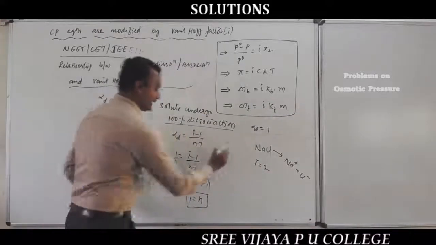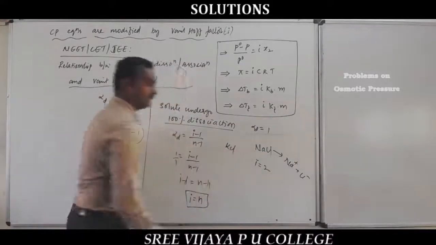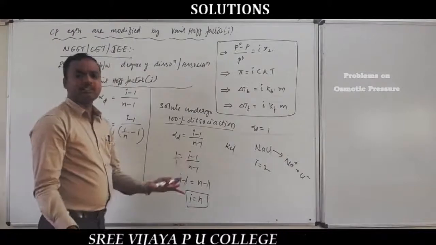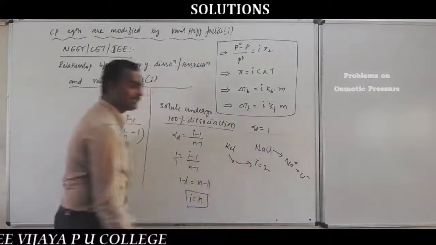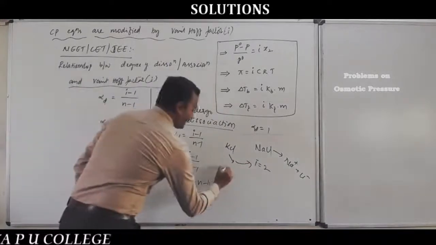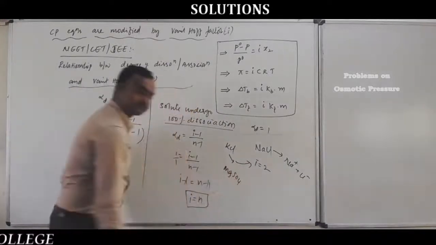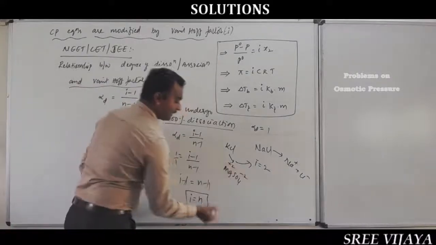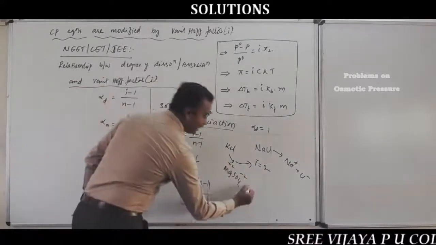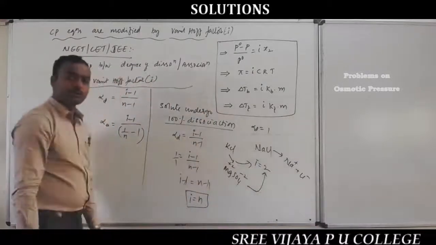Let me take one more example. What is the value of i for KCl? KCl is an electrolyte, and definitely undergoes dissociation. Therefore i is equal to 2. Let me take one more example, magnesium sulfate. 100% dissociation again, so Mg plus 2 and sulfate minus 2. How many particles after dissociation? We get again i equal to 2, 2 particles.